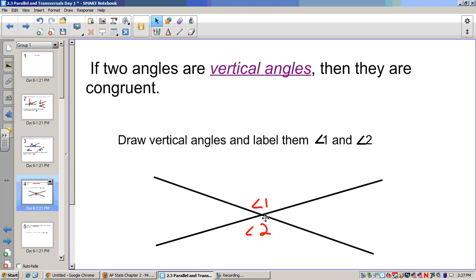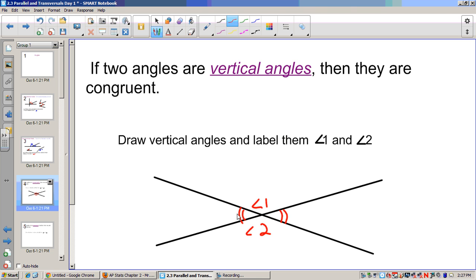Now there's something that we know about these angles. If two angles are vertical angles, then we know that they are congruent. A way that we can show congruence is we draw a little line like this and draw a line through it. There's actually a couple ways we can write this. Another thing that people do is sometimes they'll draw a couple lines like this.